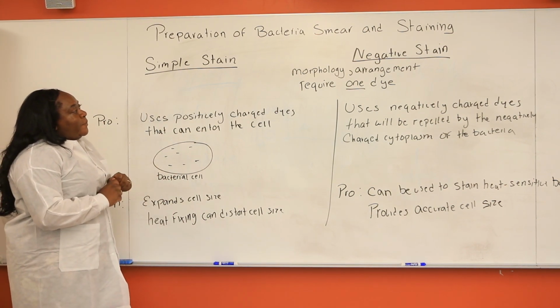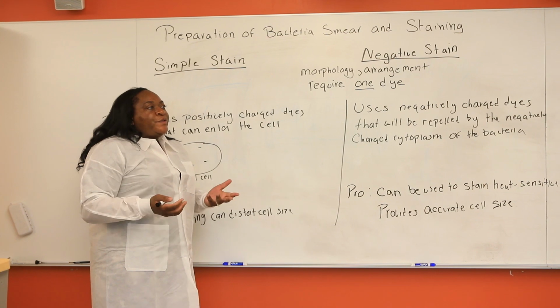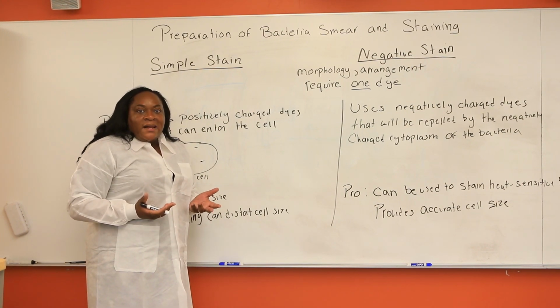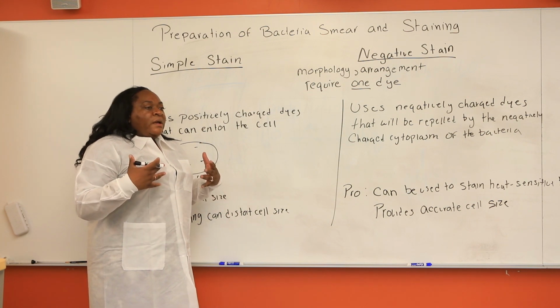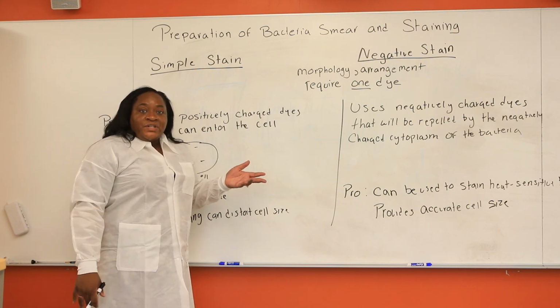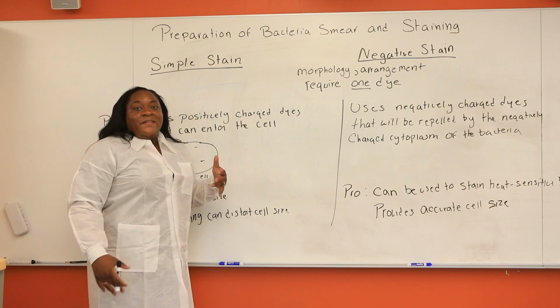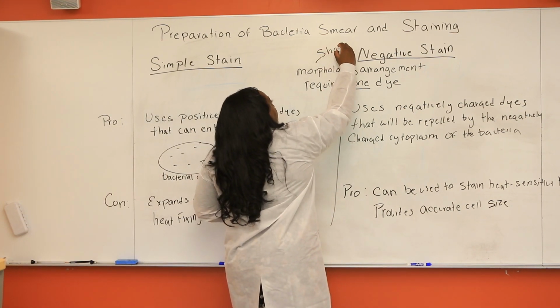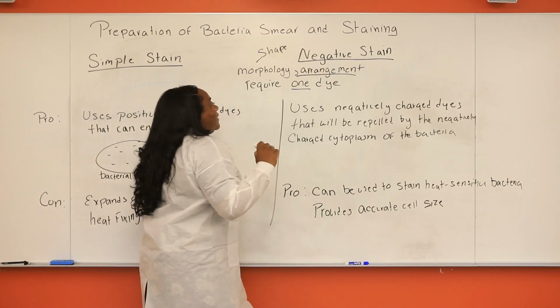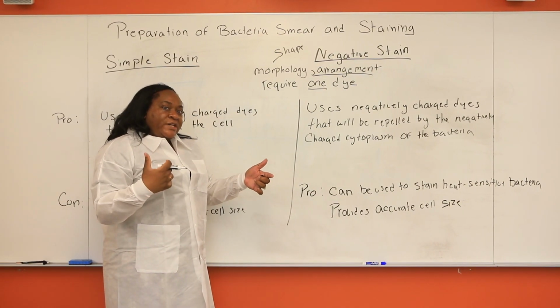So why is staining important? Staining allows you to visualize that cell. It kind of allows that cell to come to life, if you will. So it allows you to look at the morphology. Remember, morphology is the shape, and then it also allows you to look at the arrangement of that particular shape.